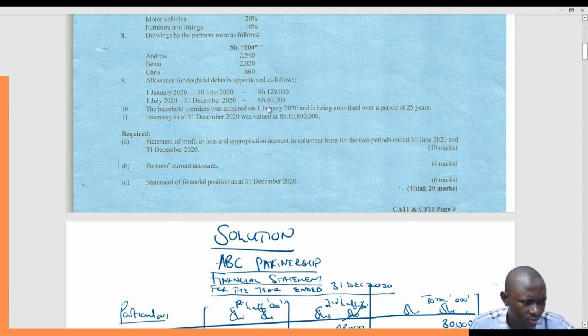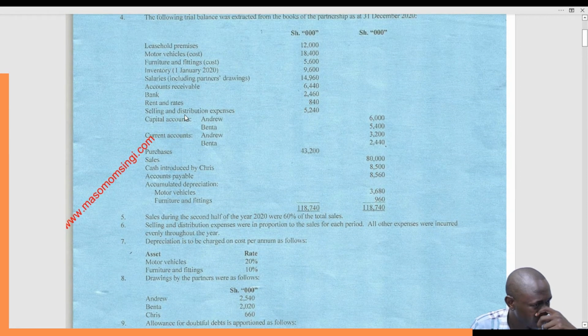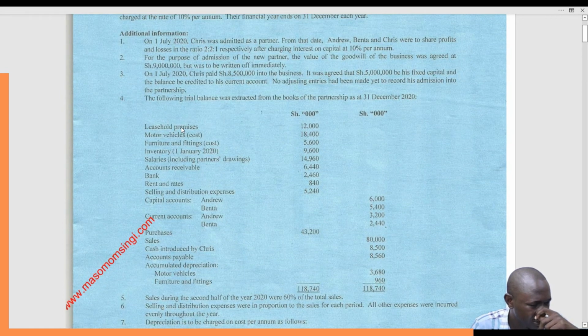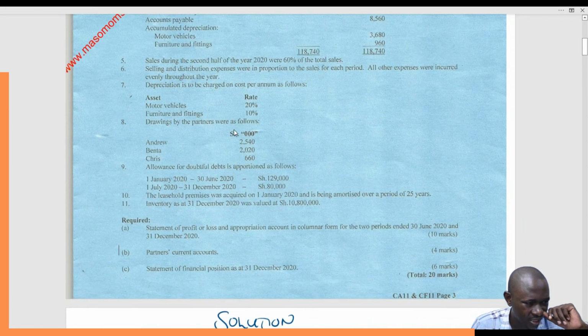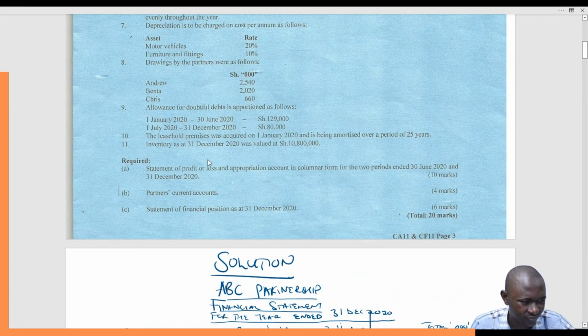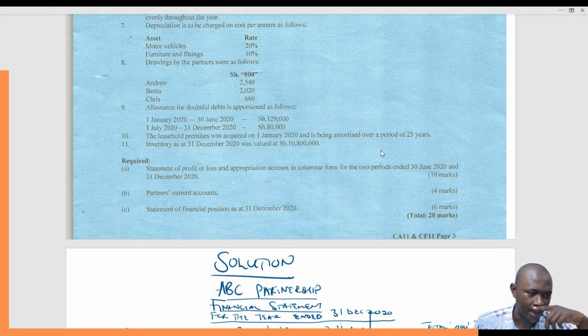The leasehold premises was acquired on 1st January 2020 and is being amortized over a period of 25 years. Yeah, this one, amortization premises. Part of the premise that has been used for that year, we have to calculate it. Leasehold premises, it's a lease, so we have to include it. This is 12,000. So we'll simply say 12,000 divided by 25, because the leasehold was for 25 years.